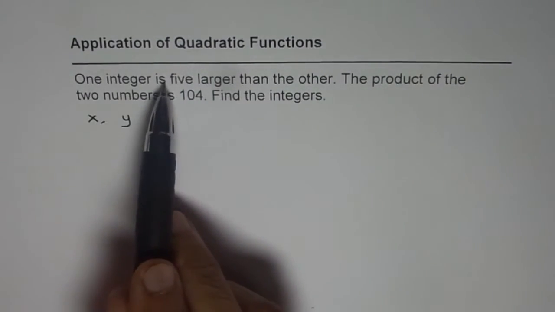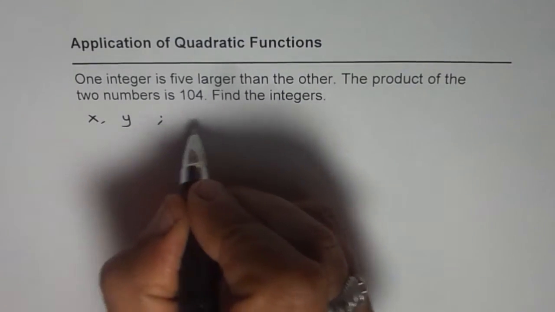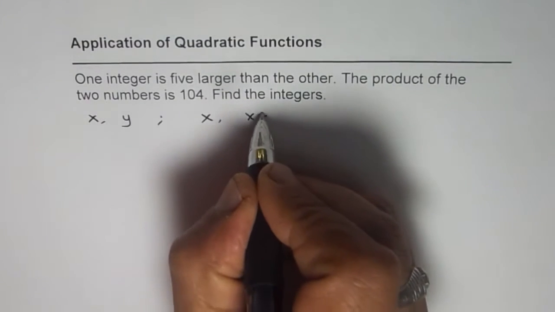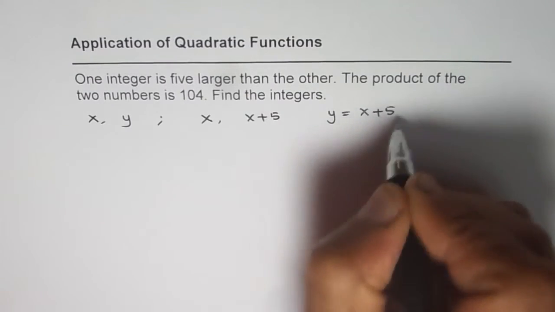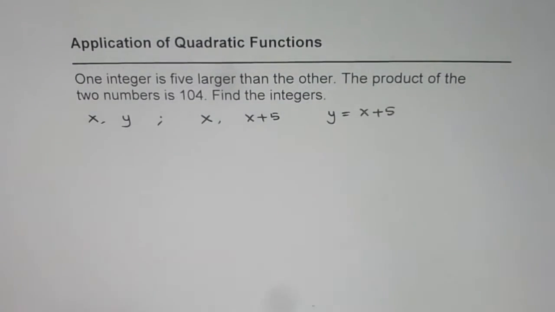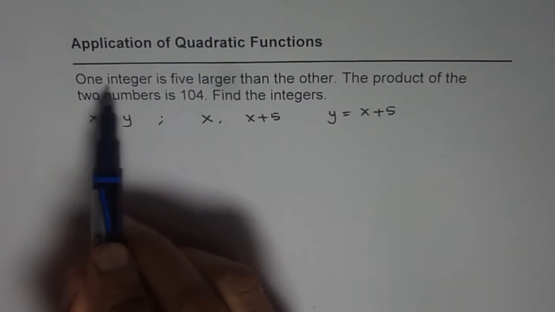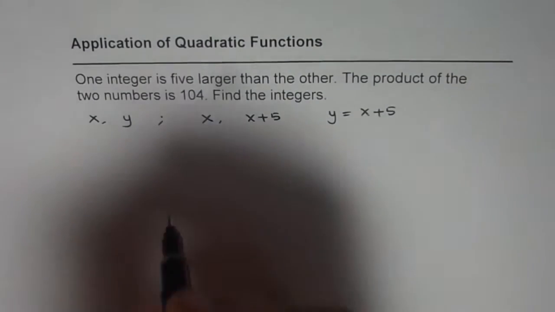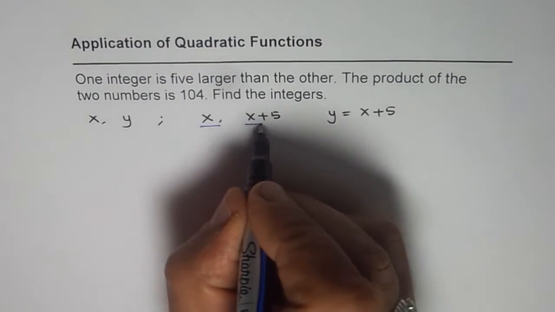When we say one integer is 5 larger than the other, that means we can say that the integers are x and x plus 5, or what I'm trying to say is y is 5 larger than the one integer. So these are different ways of understanding the question. Now we could use two variables or we can solve with one variable. I'll prefer to use one variable for quadratic functions. When we say one integer is 5 larger than the other, let the integer be x. The other one is 5 larger, so we'll use x plus 5.